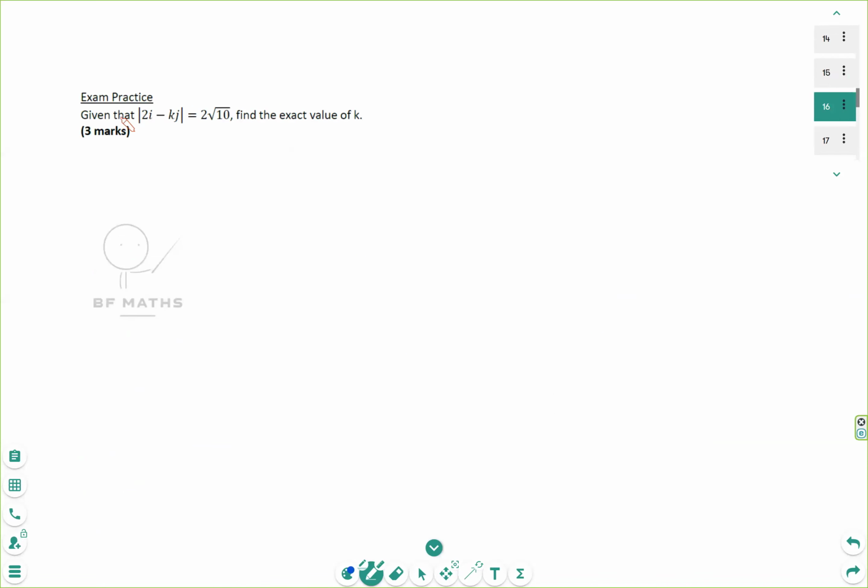Pause the video this time. Given that the magnitude, or the distance, of 2i minus kj is 2 root 10, find the exact value of k. Think about how you normally work out the distance and magnitude of a vector, and form an equation. Pause the video, have a go at the question. When you're ready for the answer, you can press play.